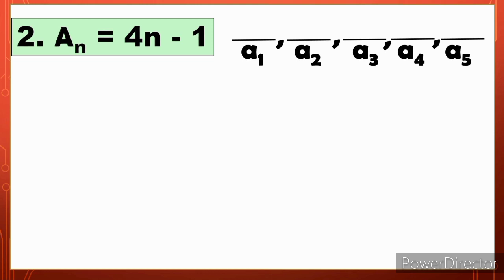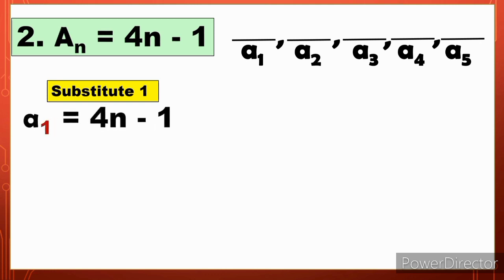Number 2 rule is a sub n equals 4n minus 1. Okay, to find the first term, we substitute 1 for the first term. So, a sub 1 equals 4n minus 1. And then, papalitan natin ng n, or papalitan natin ng 1 yung n. So, it becomes a sub 1 equals 4 times 1 minus 1.